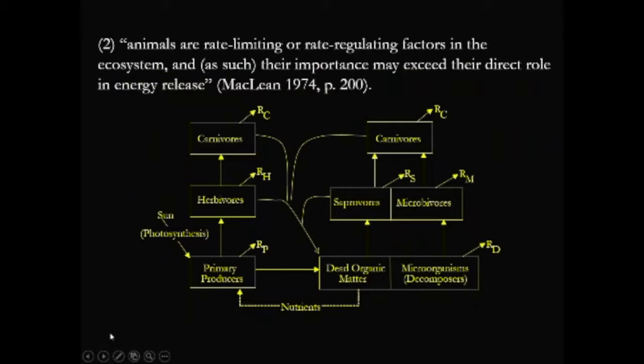Also, these animals are very important regulating factors in the ecosystem, and their importance by far can exceed their direct role in energy release. Some of these animals are really, really tiny. You need to look at them under the microscope, and the amount of CO2 that they respire is really little compared to the main effect they can have by directly increasing the surface area of the organic or plant material for microbes to then decompose, or the direct effect that they might have on the microbial community.